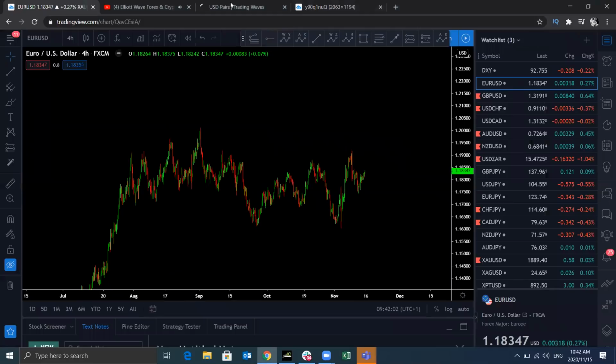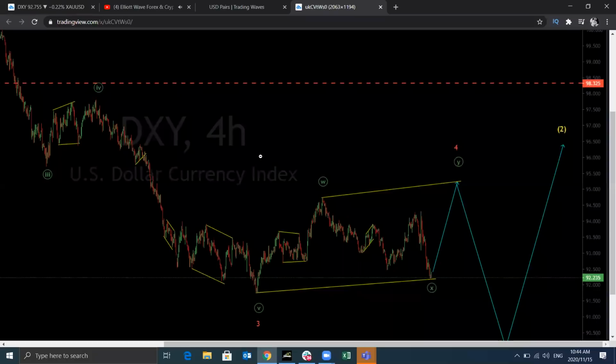So the DXY is obviously the inverse of Euro US dollar. Let's look at the DXY, the dollar index. So the dollar index is the inverse of Euro US dollar. There is the dollar index. You can see the dollar index is exactly the inverse of the structure that we're seeing on Euro US dollar. This is how the dollar index is playing out here.